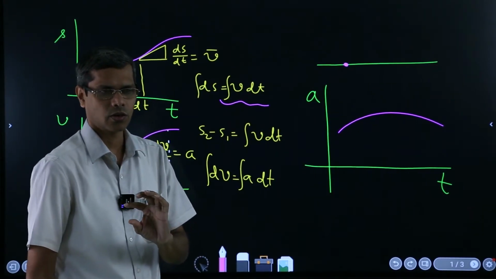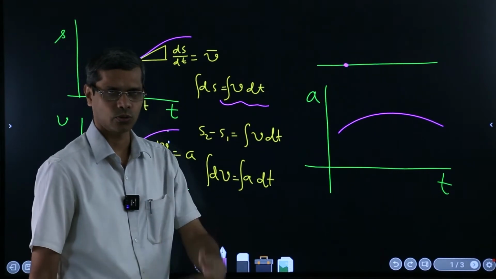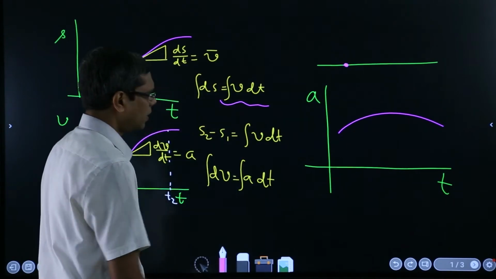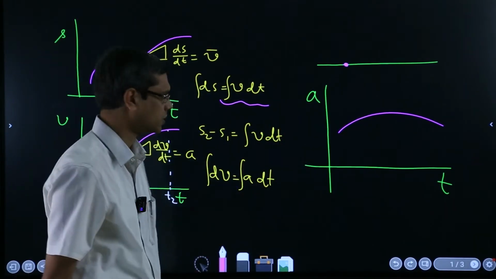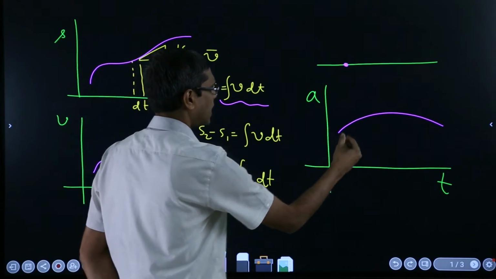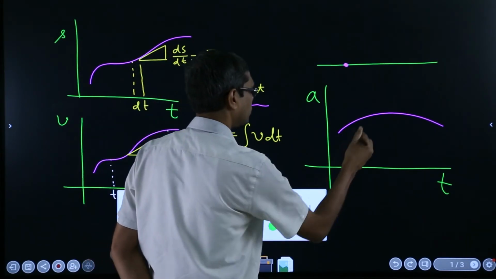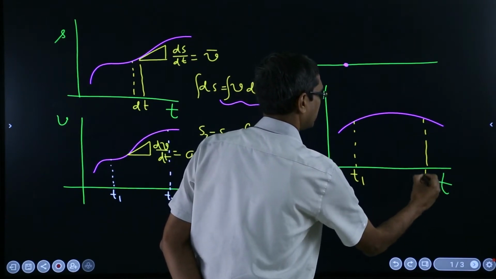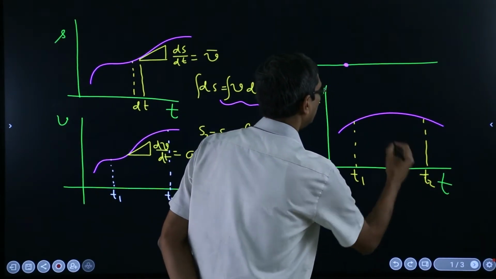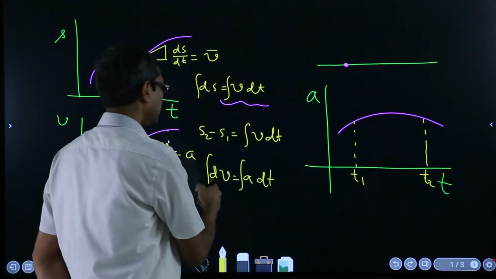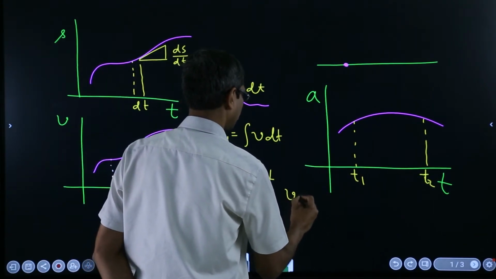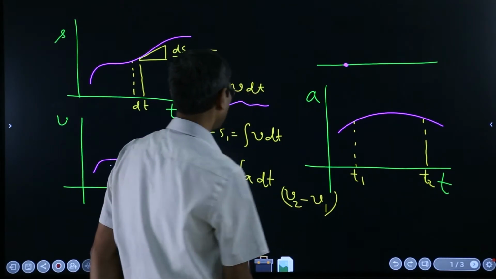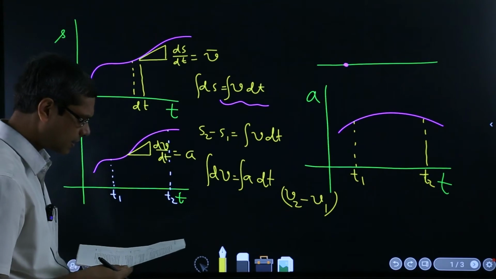As soon as the constancy of acceleration is removed, you can't use those formulas. Now, if such a thing represents the acceleration versus time, then the area under that curve, for example between any time t1 and any time t2, will give us the change in velocity. So v2 minus v1 will be that area under the curve.